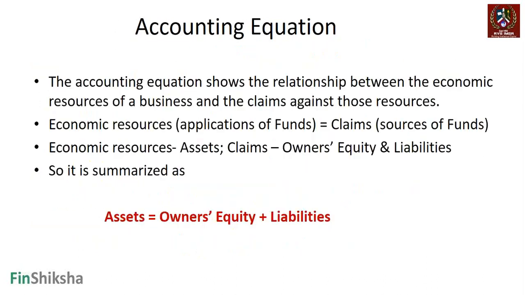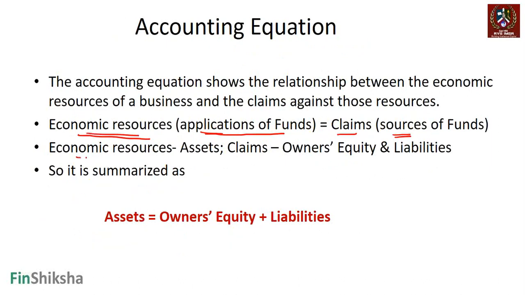That's the money measurement. Let's summarize our final discussion in terms of the accounting equation. It basically shows the relationship between the economic resources of a business and the claims against those resources. What are the economic resources? These are the application of funds. The claims are going to come from the source of funds. Remember, someone has given you money, they will claim that back. You will use that money, application of those funds, and take some economic resources.